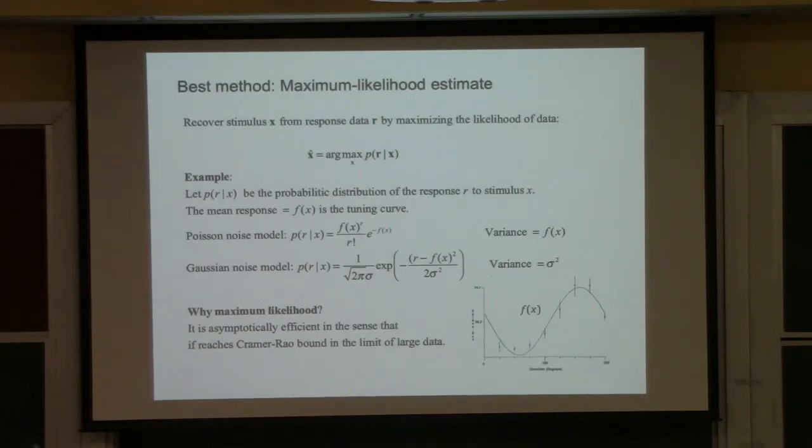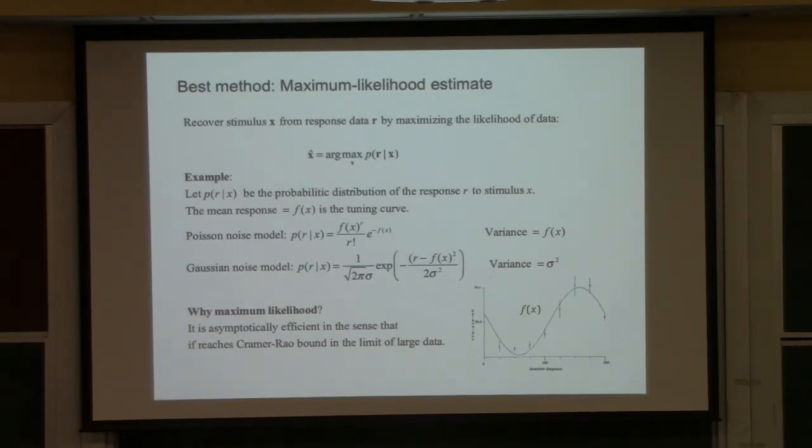So maximum likelihood just says, okay, you give me some responses, you give me some activity, and I'm going to go backwards to see what the variable is, because I don't know the noise exactly. But I take the probability distribution, and these two examples will be these two. It makes the observed response most likely, the highest probability.